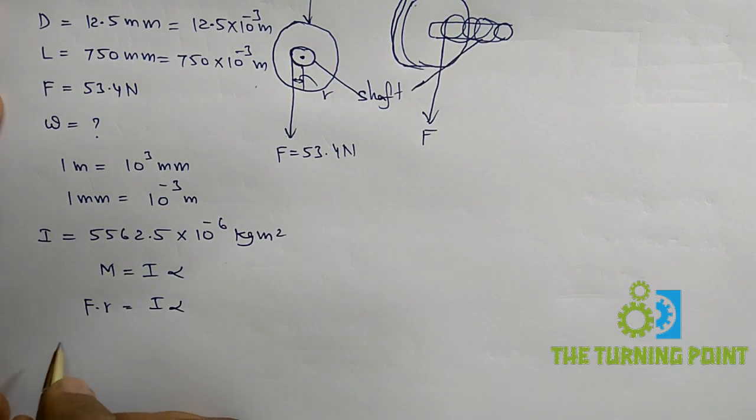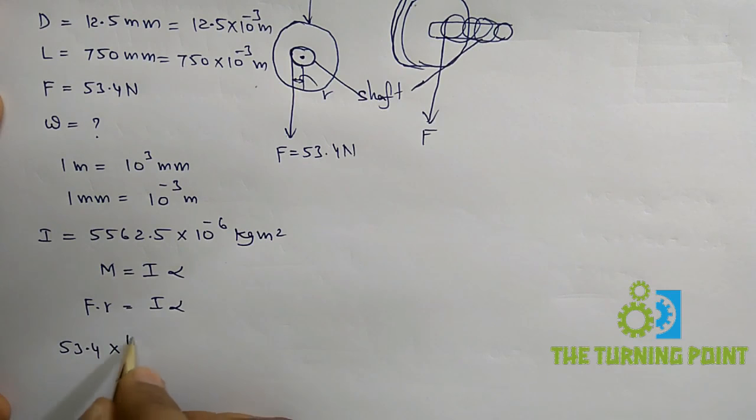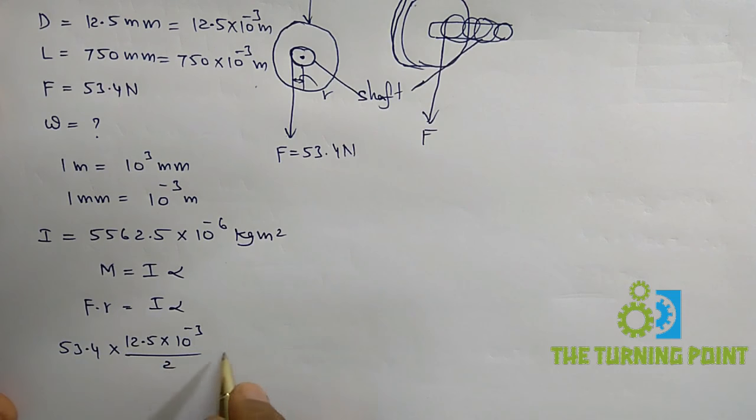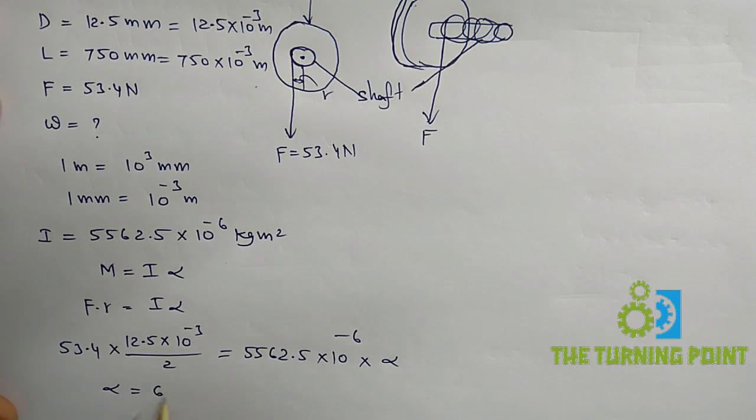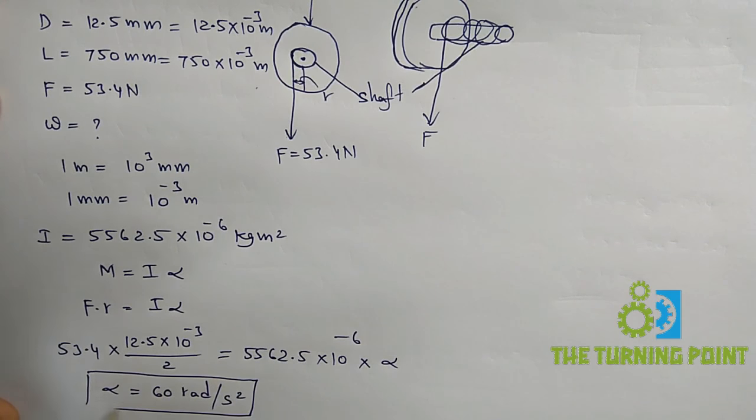So here force is given as 53.4 newtons into radius, which is 12.5 into 10 power minus 3 divided by 2. 12.5 is the diameter, so divided by 2 will be the radius, is equal to the mass moment of inertia given as 5562.5, and we have converted that into kg meter square, so into 10 power minus 6, into alpha. From this relation you need to find alpha. When you calculate it you will get 60 radians per second square, which is the unit for angular acceleration. So now we got the angular acceleration.